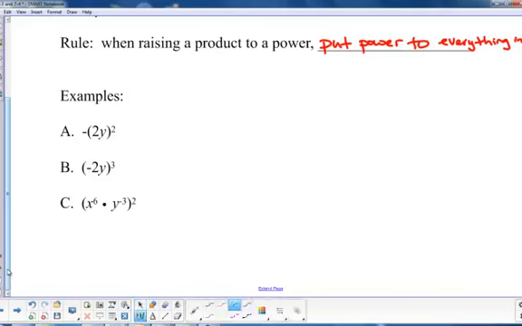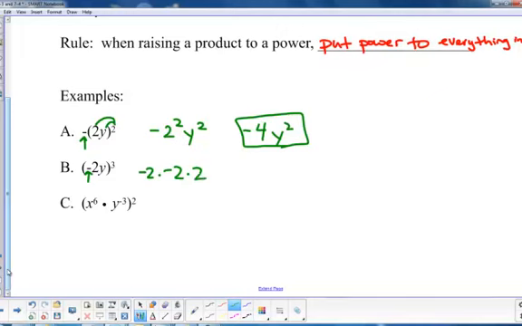So this 2 goes to both. There's still the negative out front. 2 squared y squared, so it's negative 4y squared. This negative's on the inside, so that means the negative 2, there's 3 of those. So negative 2 cubed y cubed. So that'd be negative 8y cubed, because 2 times 2 times 2 is 8.